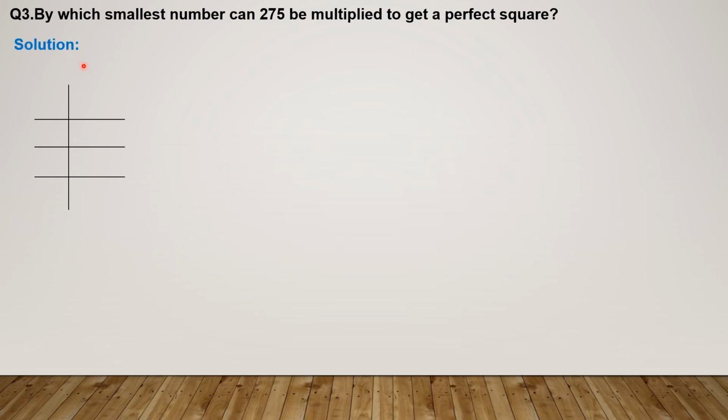Let's start the solution. First of all, we will take the LCM of this number to find that number, the smallest number that is multiplied with 275 so that we can make it a perfect square.